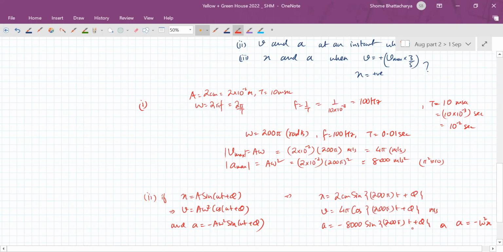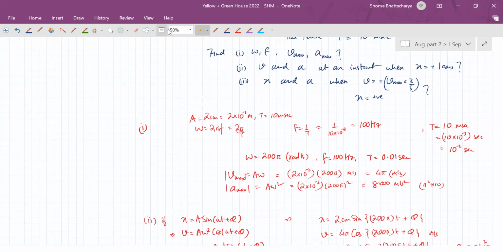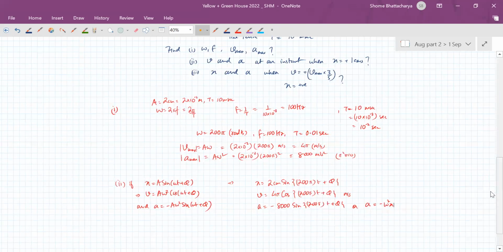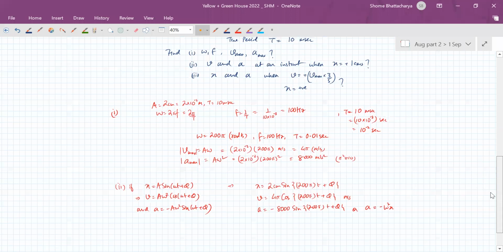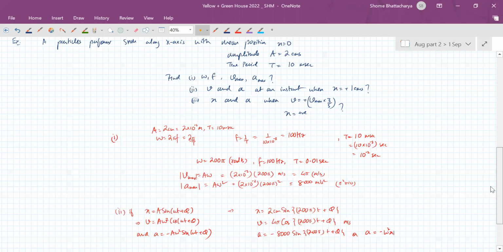Excuse me, sir. Yes. Sir, in the second question, V and A have to be found at an instant when, I mean, can you please tell us the condition? x is equal to plus 1 centimeter. Okay, sir. So at some particular instant of time, the position is at half the amplitude on the positive side, because you can see the amplitude was 2 centimeters. So when x is plus 1, that means it is midway between the mean position and the positive extreme. So at that instant, how much will be the velocity and how much will be the acceleration?